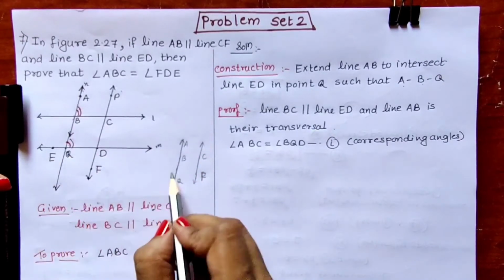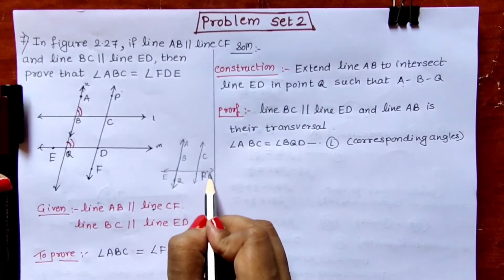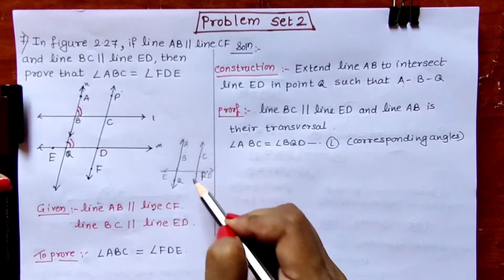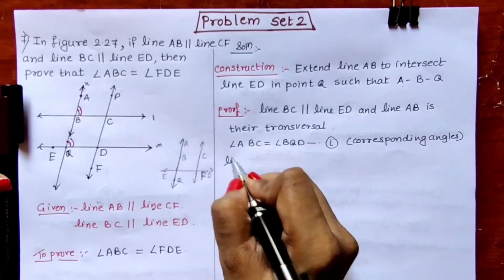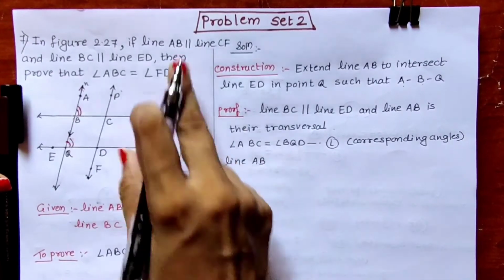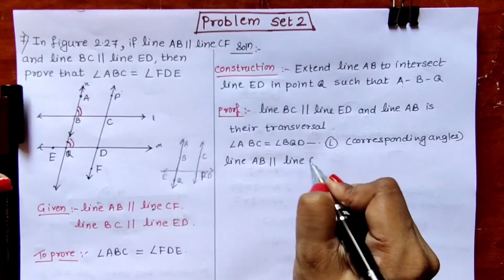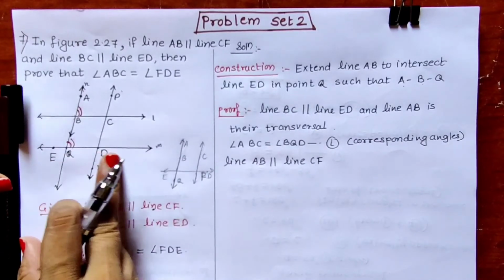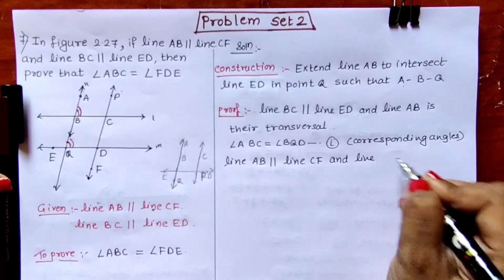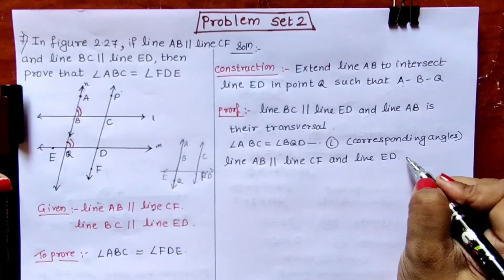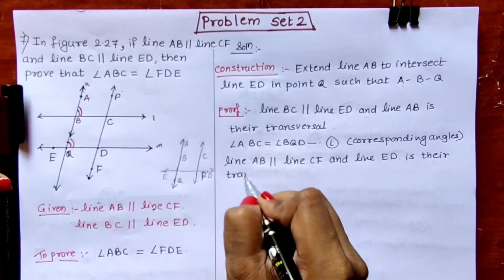Now we will take this ED as the transversal. So AB and CF are parallel and ED is the transversal. Let us write this first. Line AB, parallel line CF. This is given in the question only. Line CF. And which line we have to take as the transversal? We will be taking this line ED as the transversal. And line ED is their transversal.